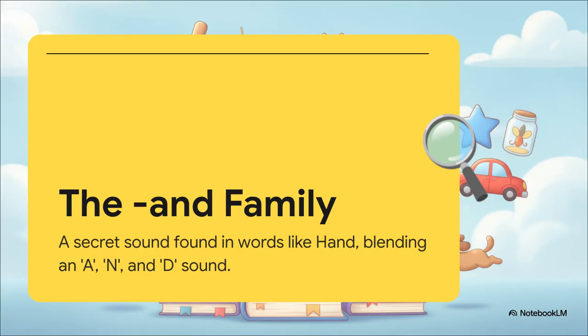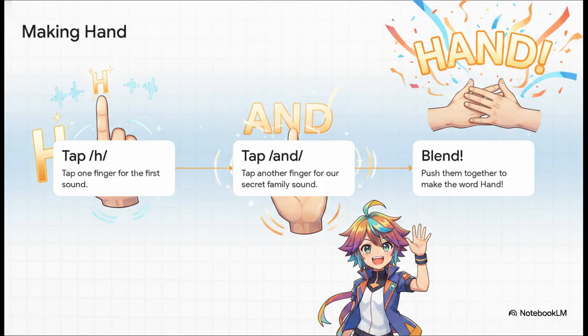Let's take a look at the and family. So the crucial point here is how this secret sound perfectly blends an A, an N, and a D sound all together into one smooth piece. Everyone, lift up and look at your own hand right now. Let's tap this one out together. Tap for H, tap for and. Push them together. H, and, hand. Now take that hand and give a big, energetic wave hello to the screen.